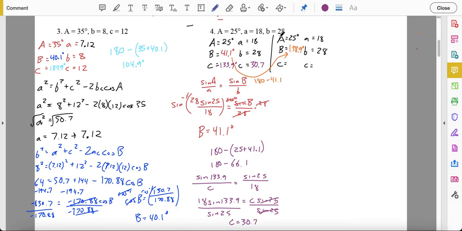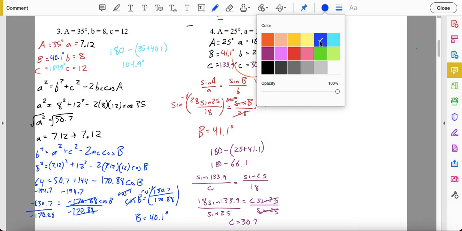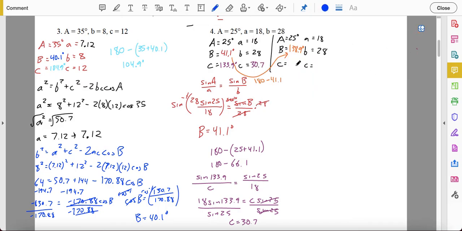And now we've completely solved our first triangle. That one works. And now we have to completely solve our second triangle. So I'll change this color to this nice little purpley blue color. So remember, anytime I have two angles, I can find the third angle by adding these together and subtracting from 180. So I'm going to do 180 minus the sum of 25 and 138.9. And again, that's 180 minus 163.9, which is 16.1 degrees. So 16.1 degrees for this angle C over here.